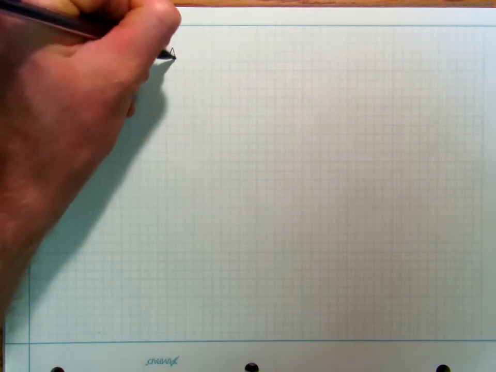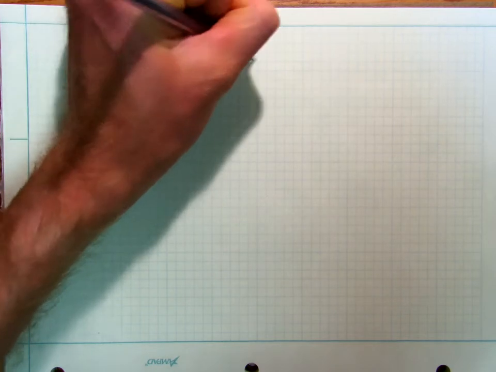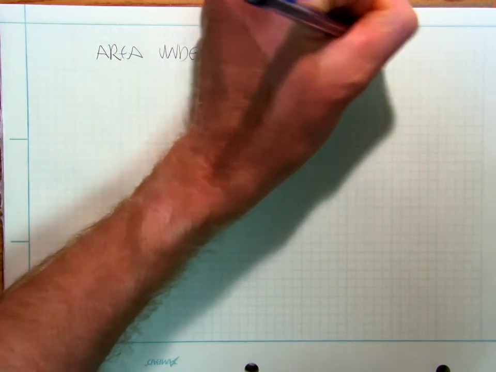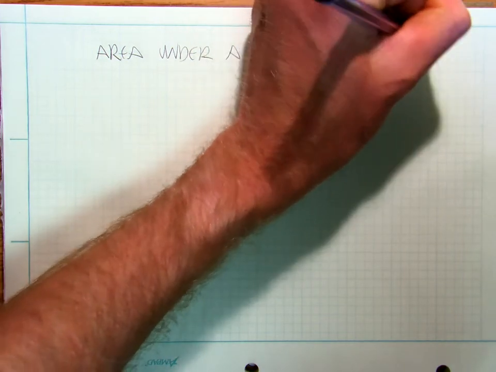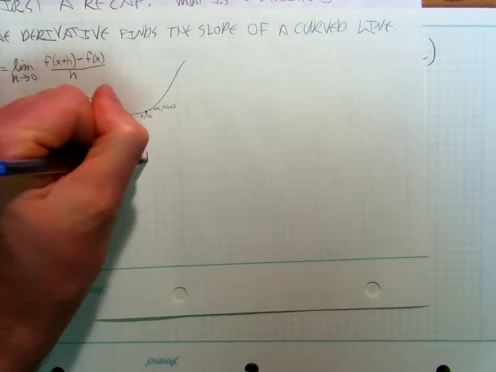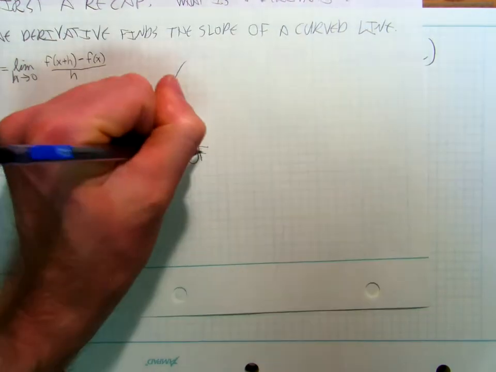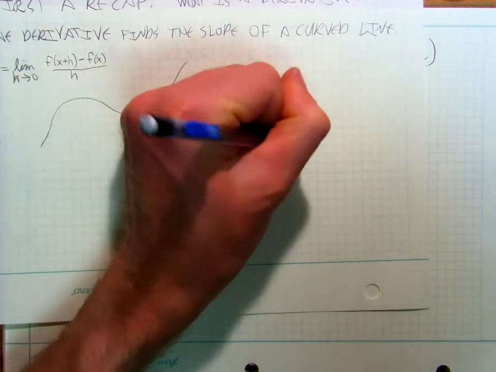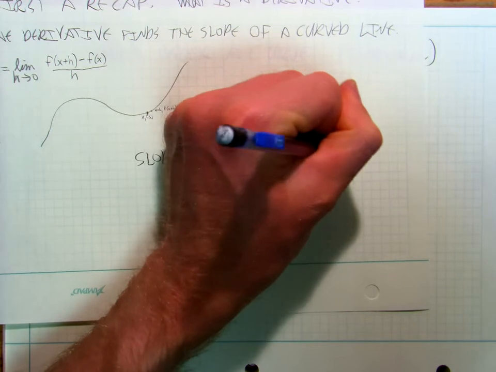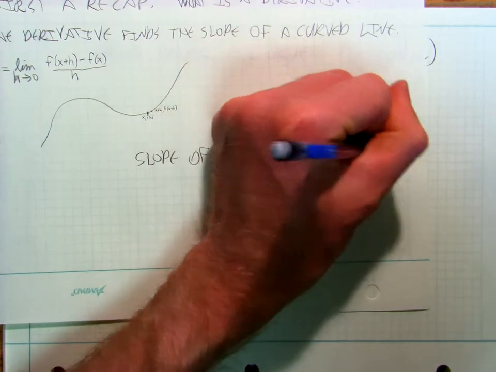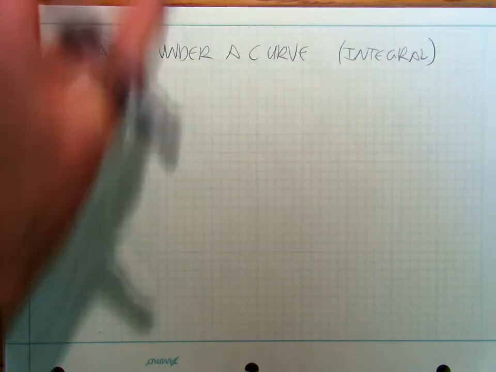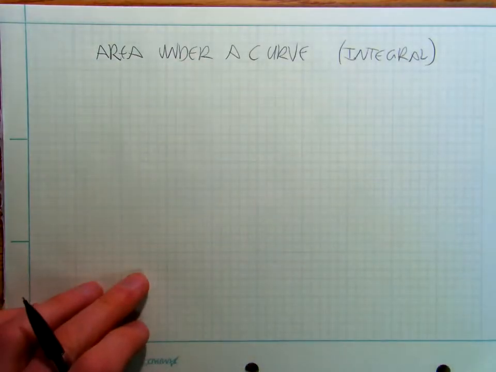So the next thing that we want to do is find the area under a curve. And that is the integral. So just like the slope of a curve is the derivative, the area under a curve is the integral.